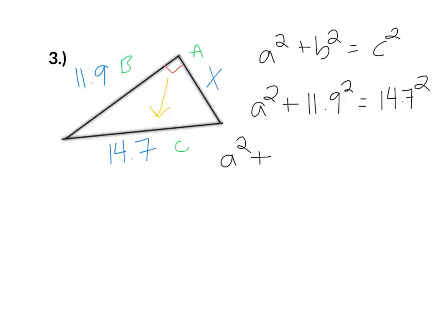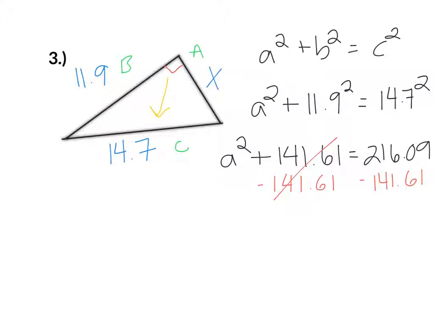We now simplify 11.9 squared, and you should get 141.61. And we do 14.7 squared, and you get 216.09. So, just like we did for number 1, we have to get a squared by itself. Well, how do I do that? Think to yourself, equation solving, opposite operation. You subtract 141.61 to both sides.